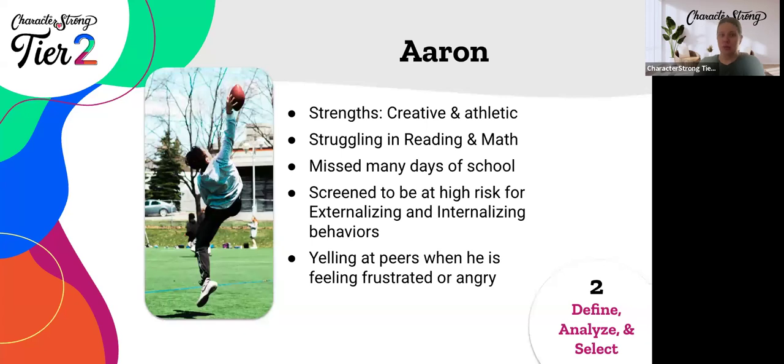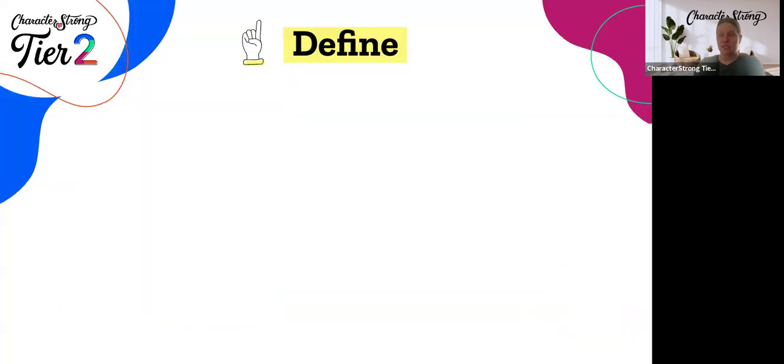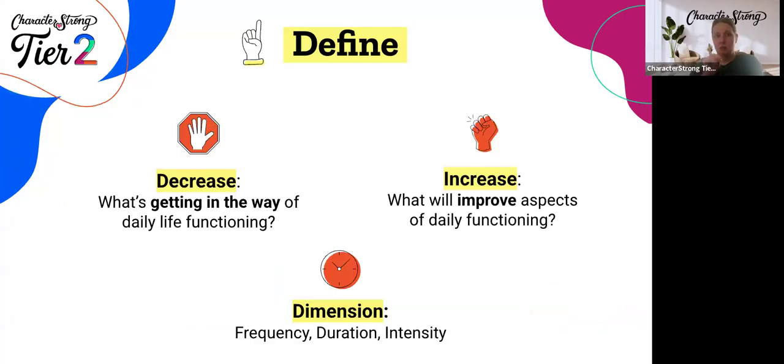So if we are following that define, analyze, and select, the first thing we have to do for Aaron is define what's getting in the way of Aaron's functioning. What do we need to do to improve Aaron's functioning, and what's our concern? What is the dimension of this that is concerning? Anybody willing to share what's getting in the way? What do we want to decrease for Aaron based on that information that I shared about him? What might we want to decrease for Aaron?